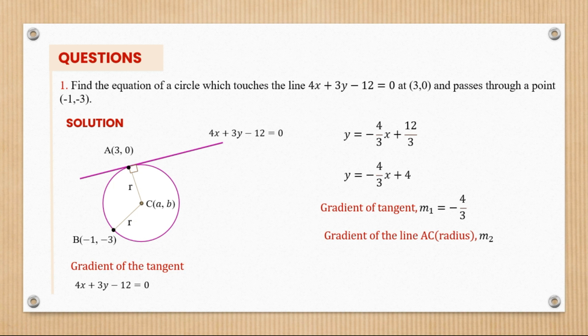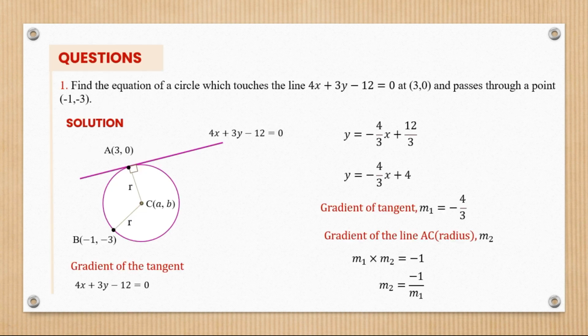So that means that now I can find the gradient of the line SC, which is here. So m2, which is the gradient of the radius, shall be found from this formula. So m2 shall be equal to -1/m1, which is the same as -1/(-4/3), of which I'll have m2 being equal to 3/4. Alright, so now we can say the gradient of the radius SC, which is m2, shall be equal to 3/4. Alright, so next I'm actually going to form two different equations.